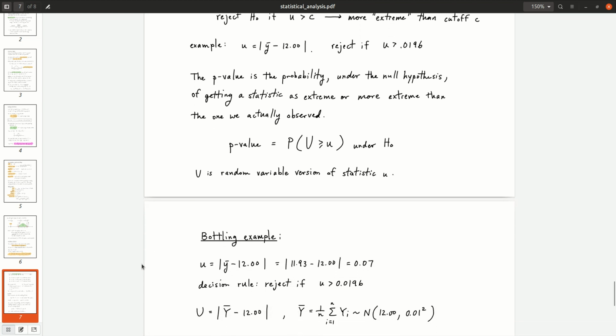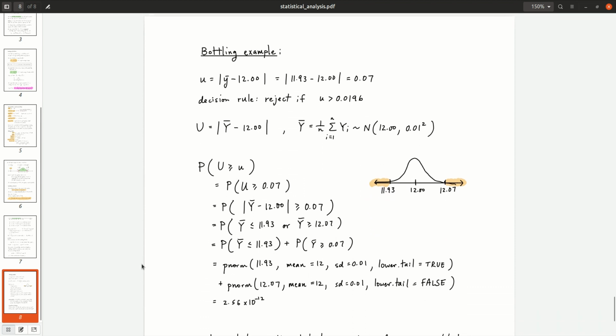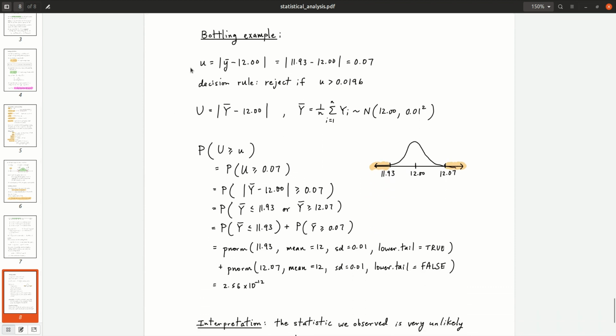So if we continue this in our example, here is our statistic: the difference between the sample average and the hypothesized mean. In this example, our sample average was 11.93, so our statistic is 0.07. Our rule is to reject the hypothesis if that statistic was bigger than 0.0196. This is what we have to pick in order that the probability of rejecting a true null hypothesis is 0.05.